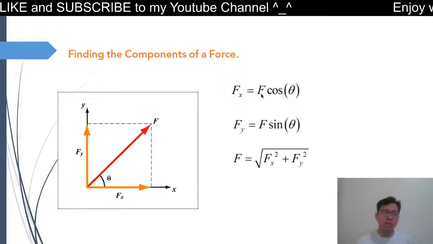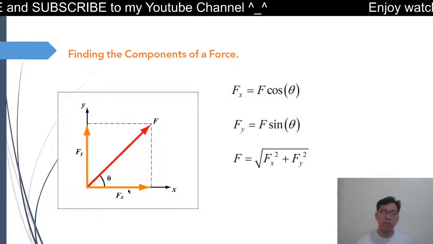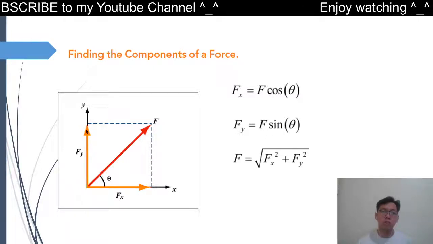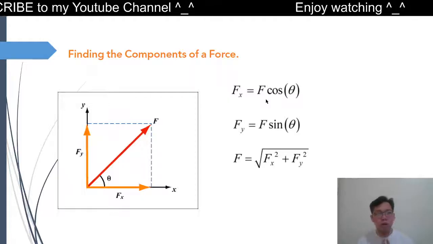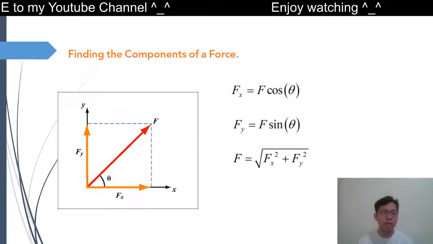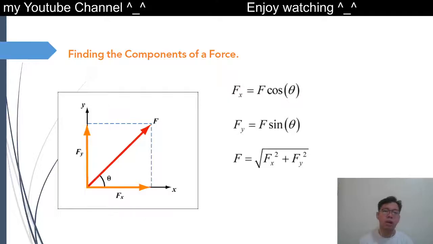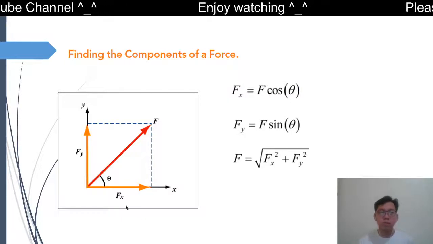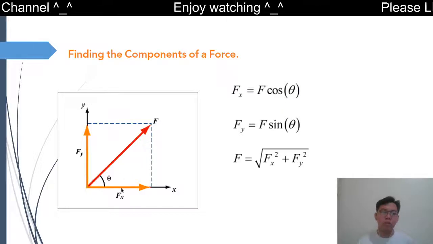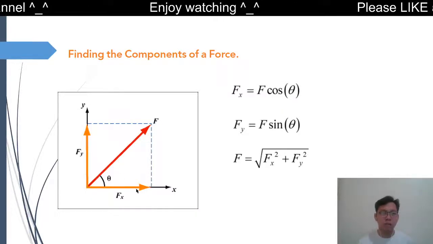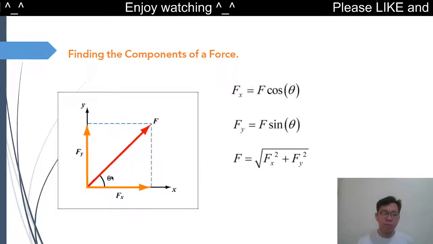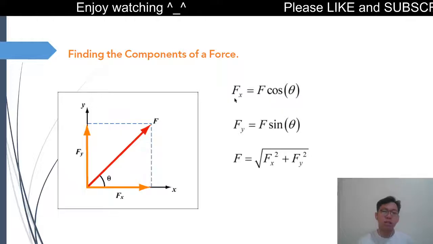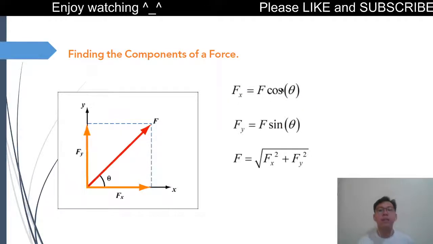Now, itong Fx, that is actually F cosine theta since ito yung adjacent side using this angle. Fy naman is F sine theta and this is actually the opposite side. Now, wag kang mag-assume always basta Fx cosine agad, tapos pag Fy sine agad. Hindi ganyan yan, okay? So, ang tinuturo ko sa mga students ko, kung saan yung angle, nandun yung cosine. For example, nandito yung angle. So, ang Fx, siya yung may cosine. So, that is Fx is equal to F cosine theta.